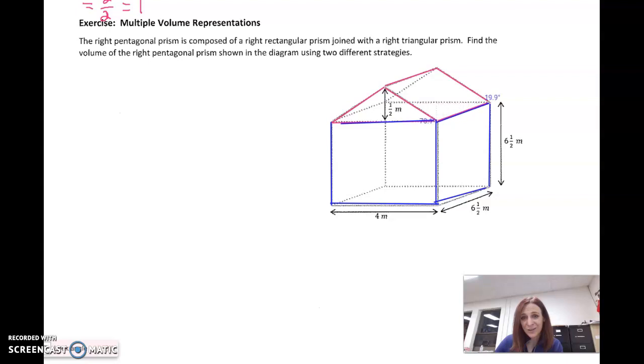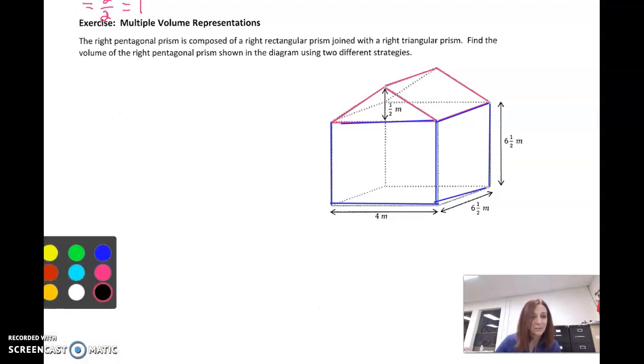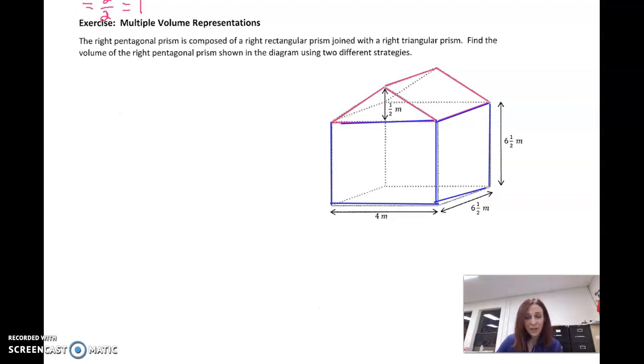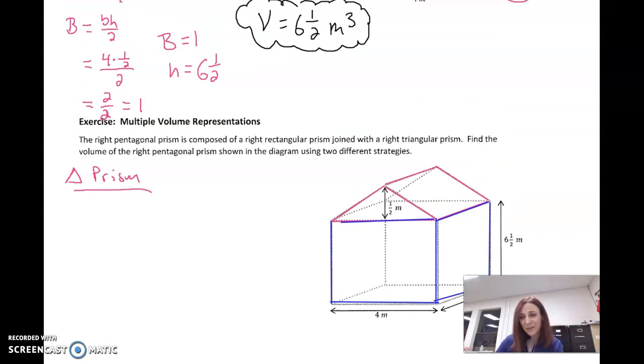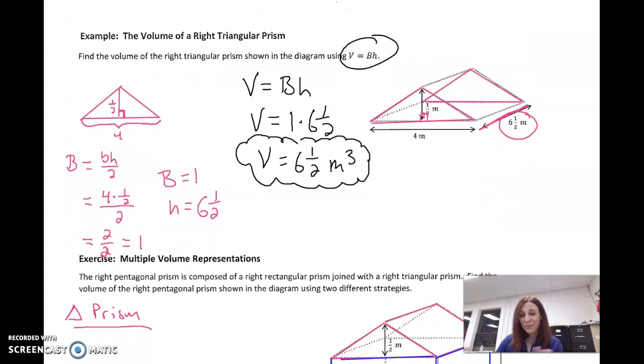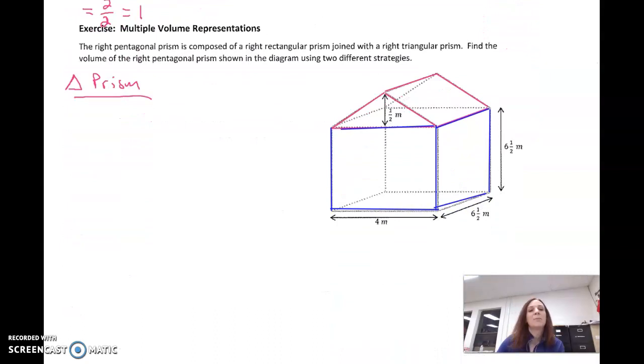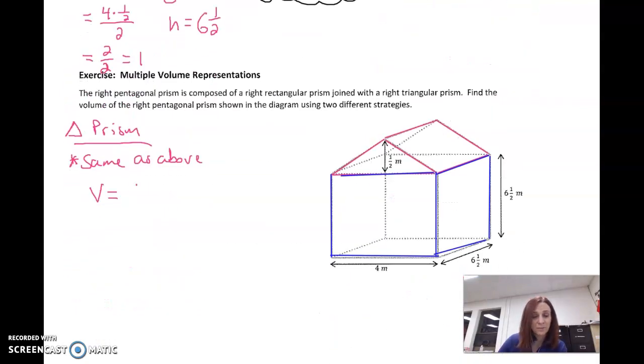Now, for the sake of time, because I know the first video was pretty long, I want you to notice that if we're going to find the volume of this, we're going to find the volume of each of these parts. The top part, this one right here, is a right triangular prism. It's the same thing as above. See how it's a half by 4? That's what we just did up here. So for the sake of time, we're going to say same as above, and we figured out that its volume was 6.5 cubic meters.